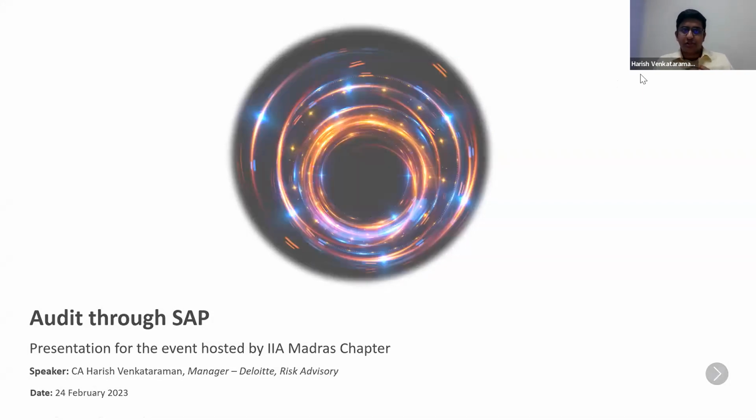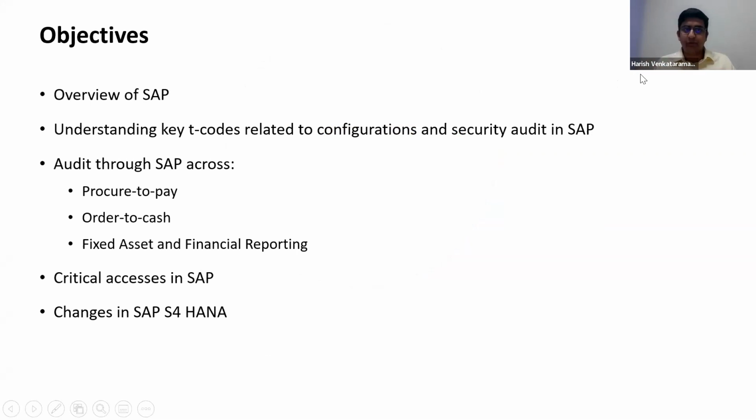As Ravi sir has put it, audit through SAP. What we'll be looking at today is an objective that is 4-fold or 5-fold. We try to understand the overview of SAP, at a very high level, what is SAP and what the various modules in SAP are, quickly running through. We will also be coming across very key transaction codes that are related to configurations and our security audits in SAP. And how these critical transaction codes relating to our security audits are going to help us across various business process cycles, right from procure to pay, order to cash, fixed assets, or the financial reporting process.